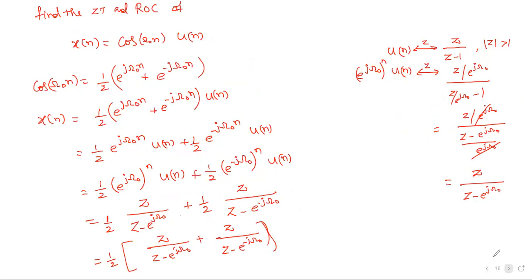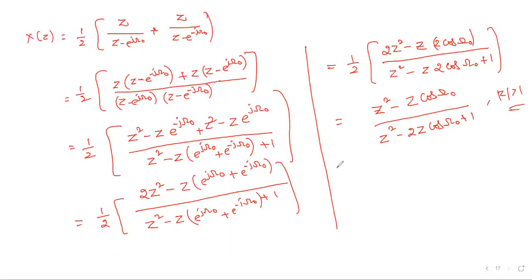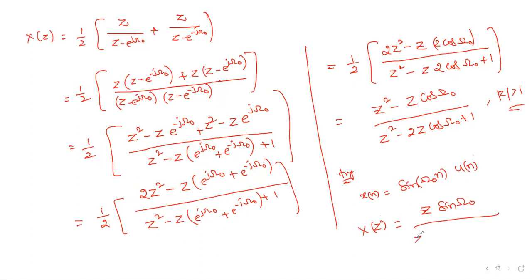Now similarly, you try for x(n) = sin ω₀n into u(n). I will write the answer here; you refer on your own. X(z) will become z sin ω₀ divided by the same denominator, z² − 2z cos ω₀ + 1. So now you just solve on your own and verify yourself.